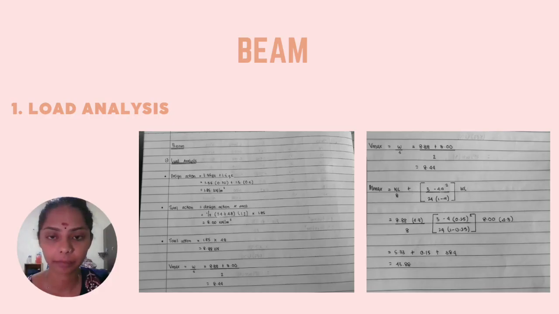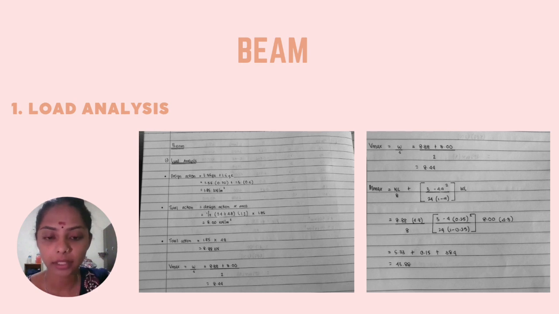My part is beam. Okay, number one, load analysis. The value of design action is 1.85 kN/m². The value of total action is 8.00 kN/m². The third one is total action, the value of which is 8.88 kN. Okay, Vmax. Vmax equals W divided by 2, which is (8.88 + 8.00) divided by 2. The answer is 8.44.